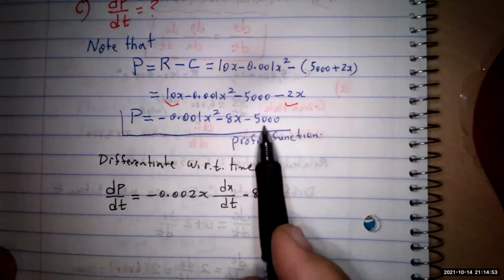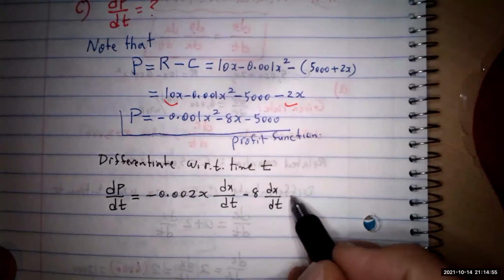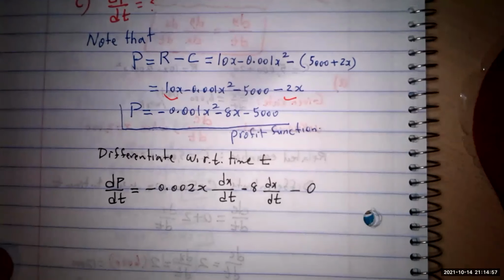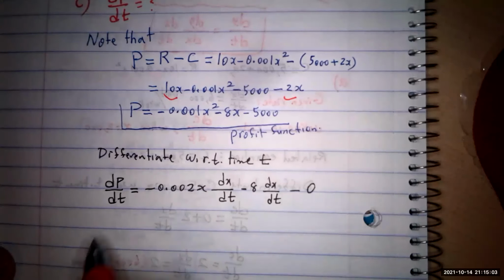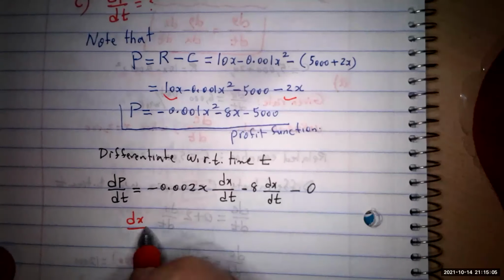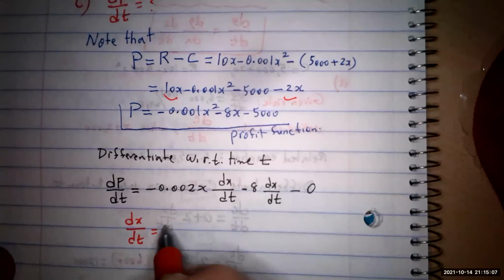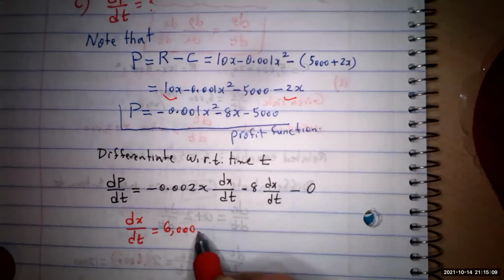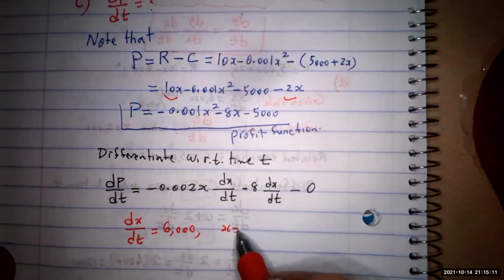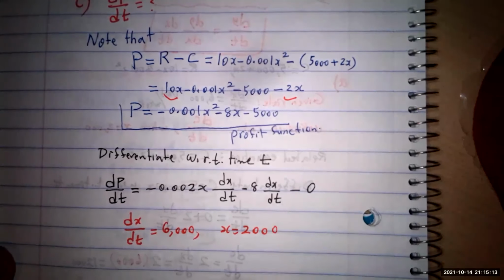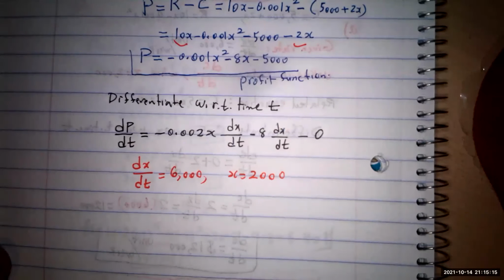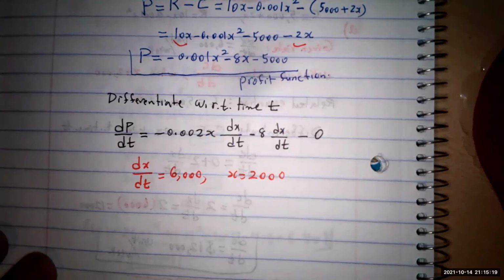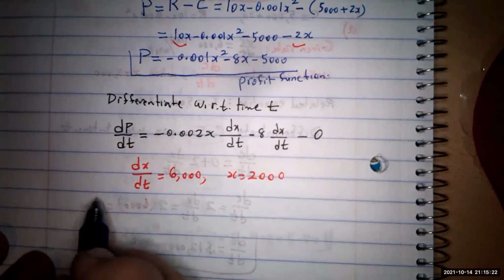And over here, the derivative of 5,000 would be 0. Any question? Now, to substitute, what do you have? We have that the rate of production, dx/dt, is equal to 6,000. And we have the fact that x is 2,000. This was given to you right at the beginning, and you can use it for all of them. Okay, go back and substitute.